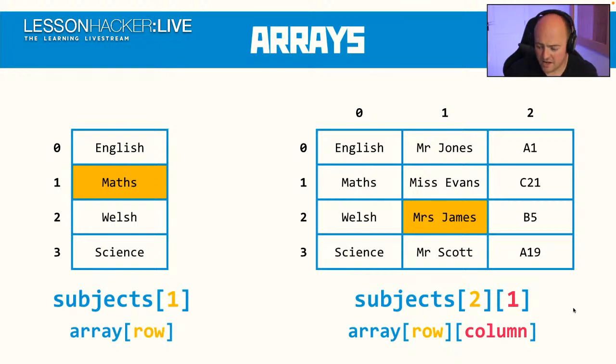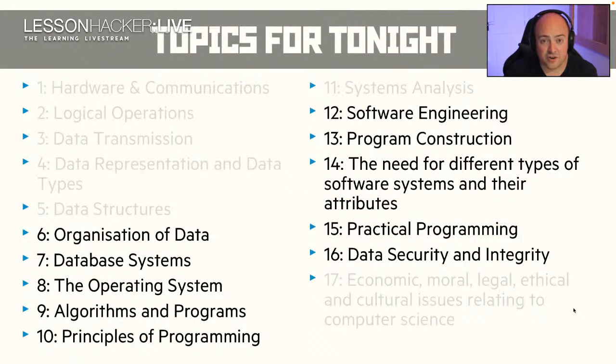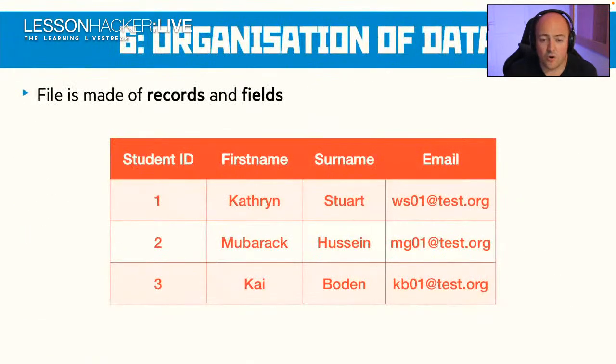Okay, so there's arrays. That's the most you need to care about for data structures, really, at AS. Organization of data is about how you would organize data in a meaningful way. So first of all, a file is made up of records and fields. A record is going across and a field is going down. You can think about it this way. A record is a collection of different data about one thing or one object, and a field is lots of different items about one topic.